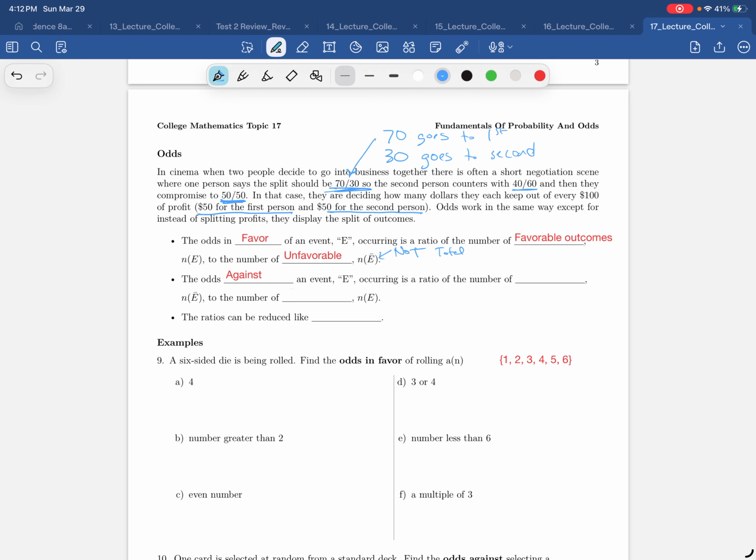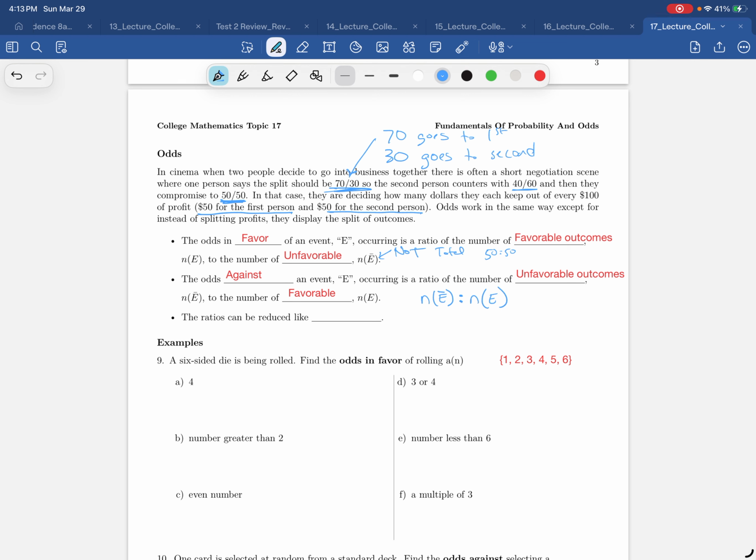It's not the total, it's the number of unfavorable outcomes, or the number of times you would lose. And that's called the odds in favor. Sometimes we might write this as 50-50. The odds against an event, E, occurring is the ratio of the number of unfavorable outcomes, N of E bar, or E prime, to the number of favorable outcomes, N of E. In which case we would write this as N(E bar) colon N(E).